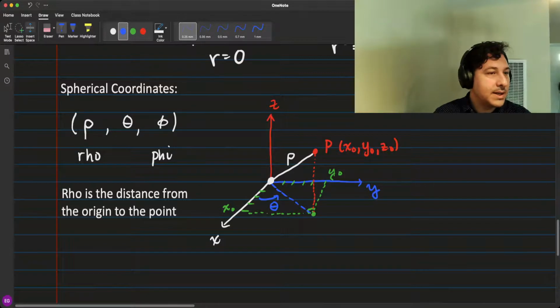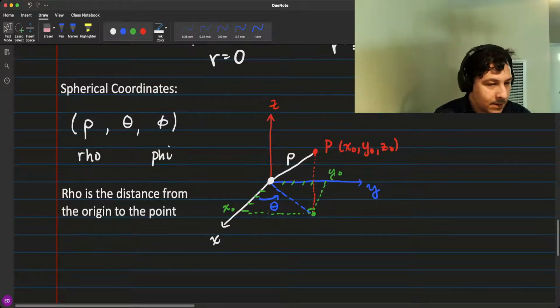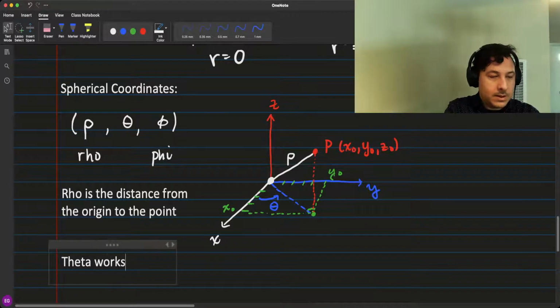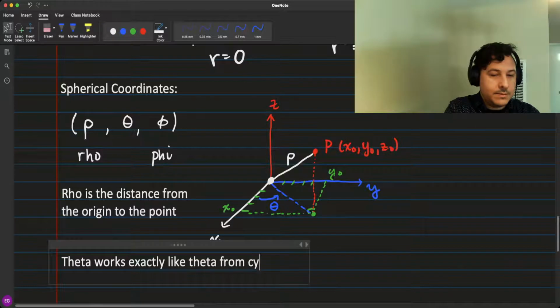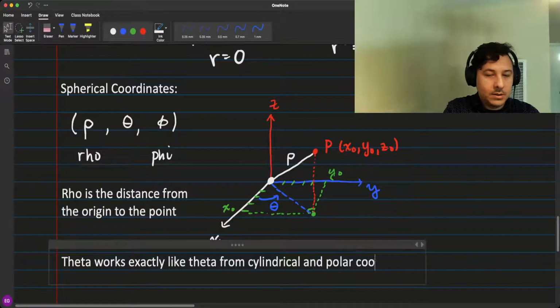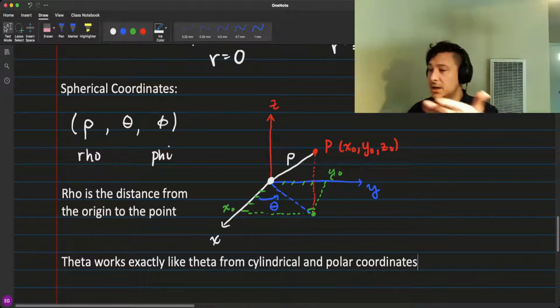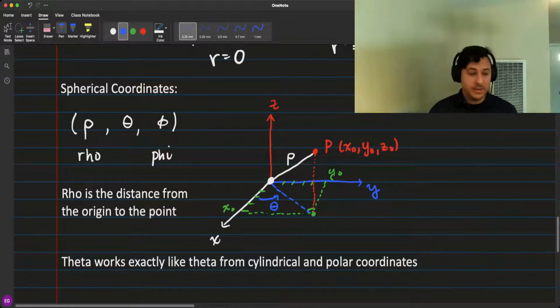So let's write this down. Theta works exactly like theta from cylindrical and polar coordinates. So theta is a measure of an angle on the xy plane.